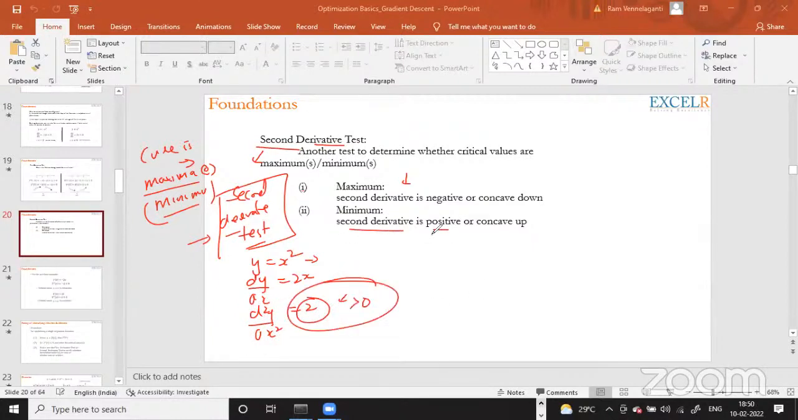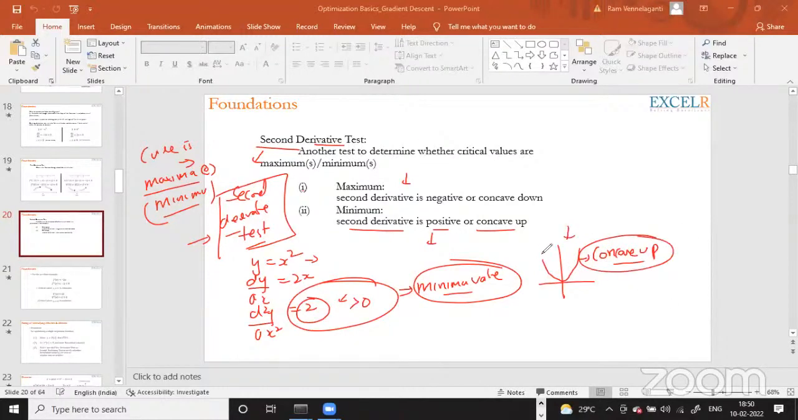If my second derivative is positive, then what am I going to conclude? The curve is going to have a minima value. It is going to look like a parabola which is upward shaping, or you can call it concave up. So if your second derivative is positive, then the curve is going to have a minimum value.